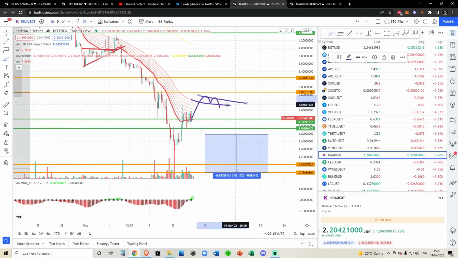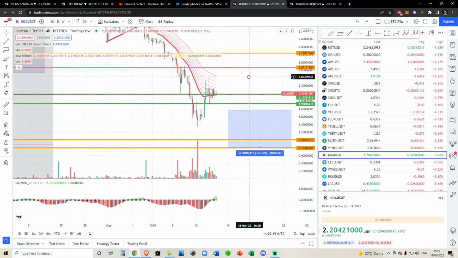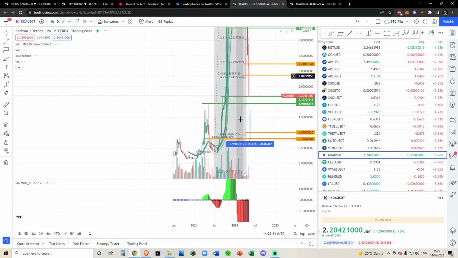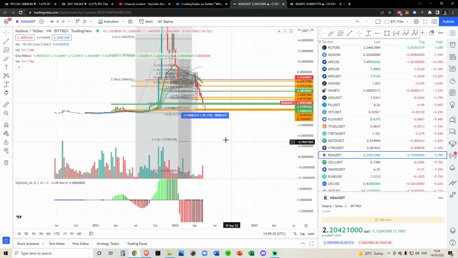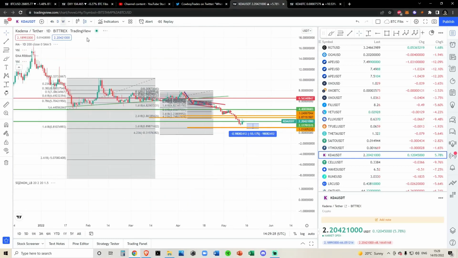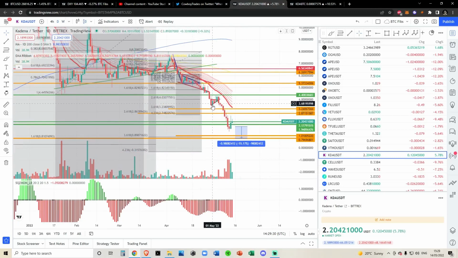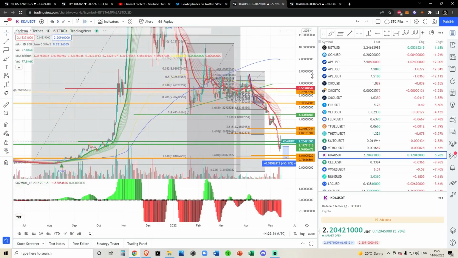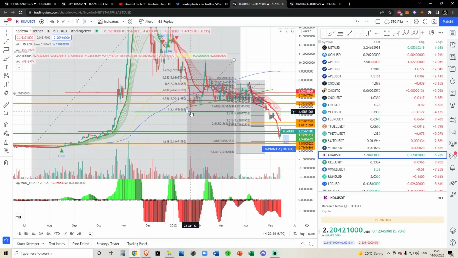But you can see until we flip above these regions, there's absolutely no reason to be bullish whatsoever on KDA, because we're in a huge downtrend. The trend is your friend until the end. If you tried to catch the falling knife a week ago, you got slaughtered. If you tried to catch the falling knife 2 weeks ago, you got slaughtered. If you tried to catch it a couple of months ago, you got absolutely slaughtered.